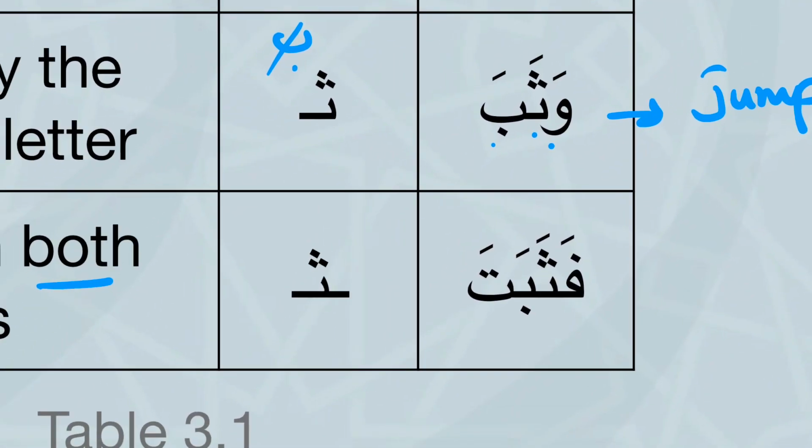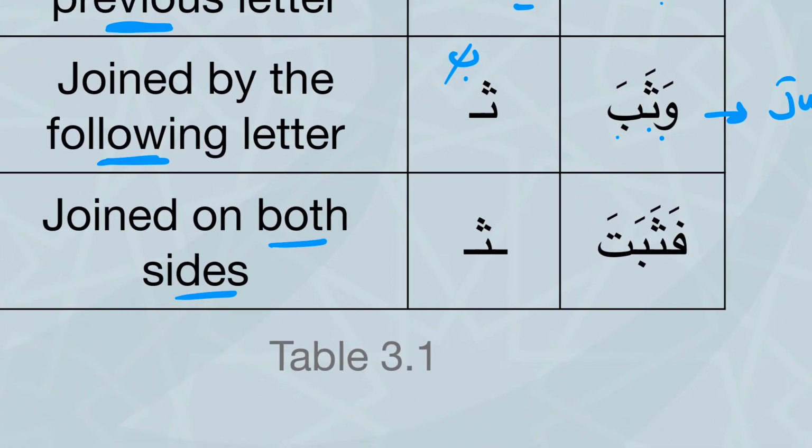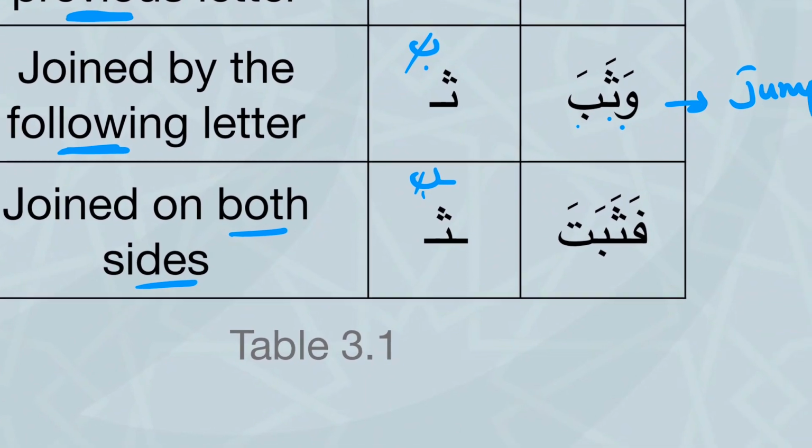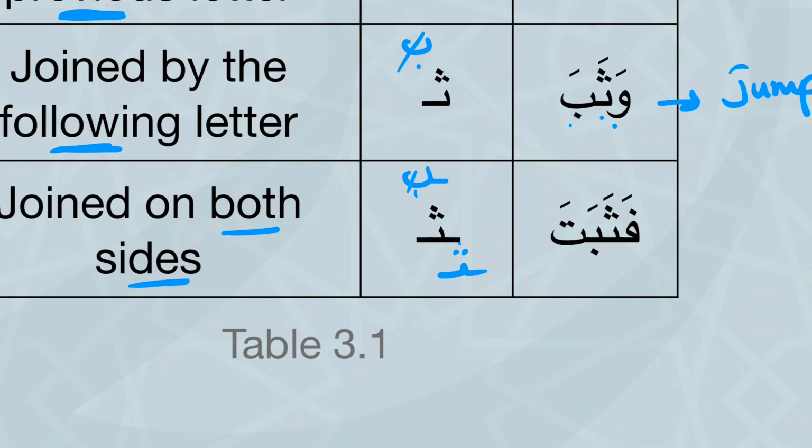Okay, this one is the th joined on both sides. The boat gets chunked, but the seat remains. You know, the boat gets chunked, all of it, but just the seat remains, and it gets connected to what's after it and what's before it. So it's basically a small seat in the middle of your writing.